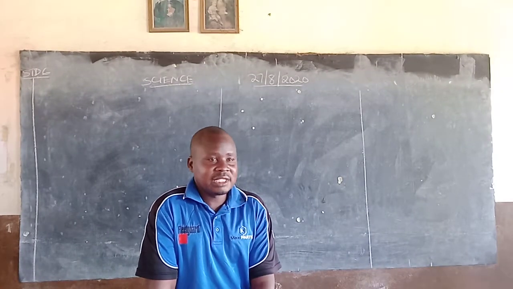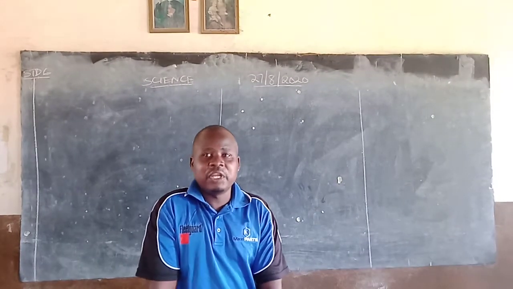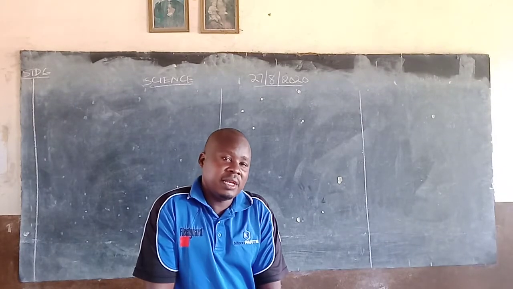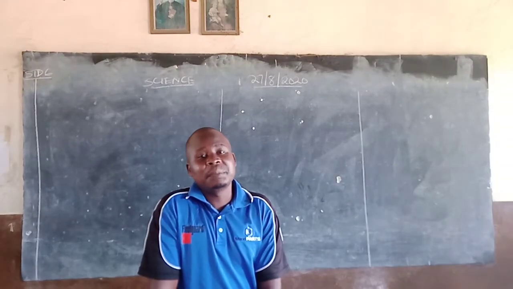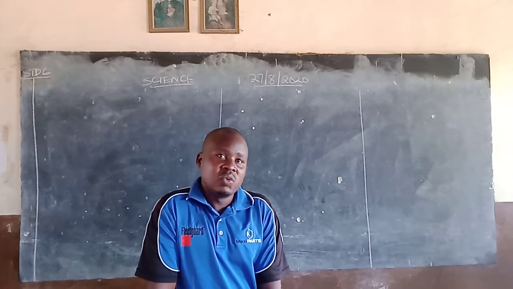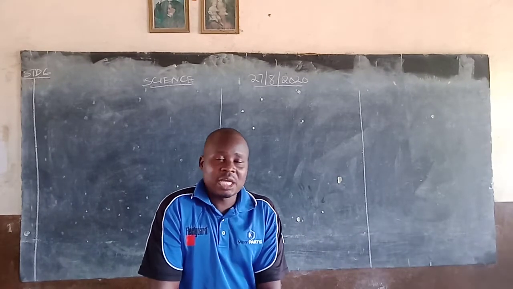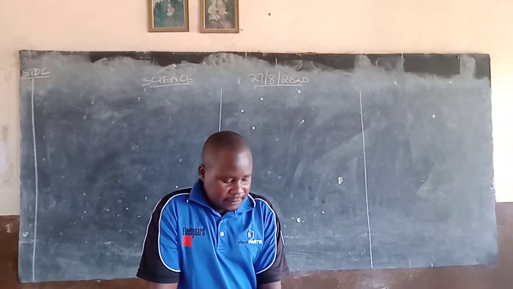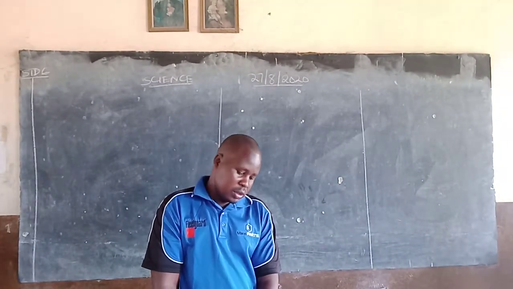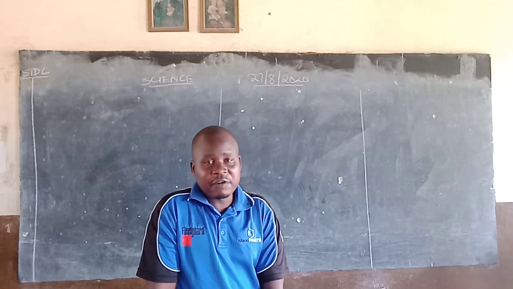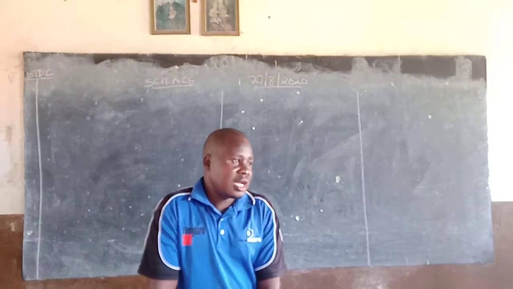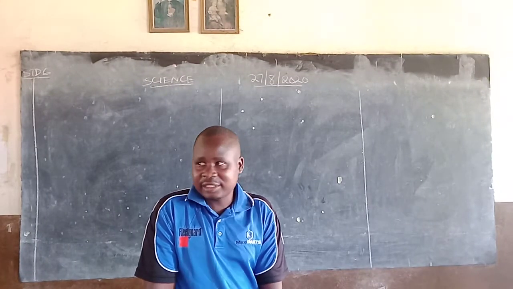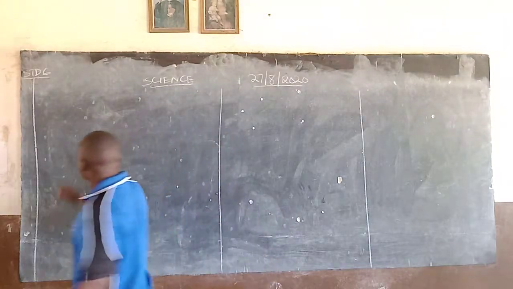Remember what we learned last time. We learned about reflection. And I said very well, reflection, it is the bouncing back of light. We also learned some of the experiments from the reflection. Now today we look at refraction of light. How light refracts.